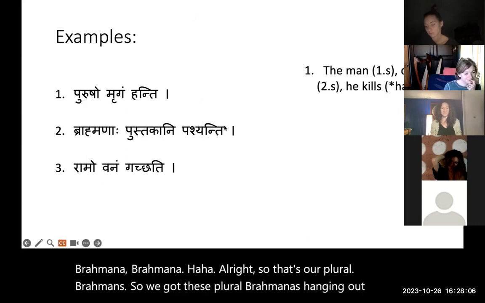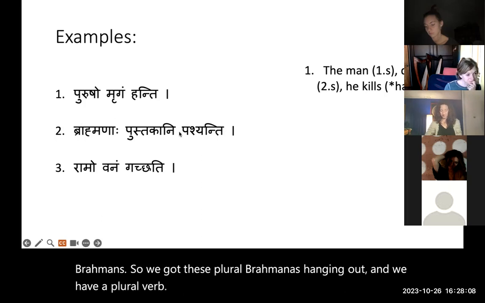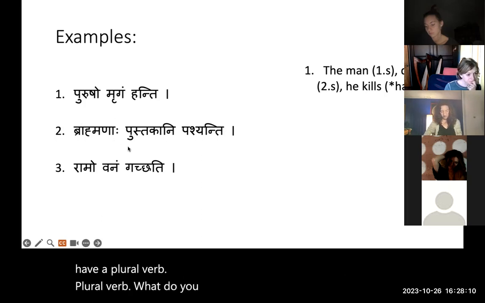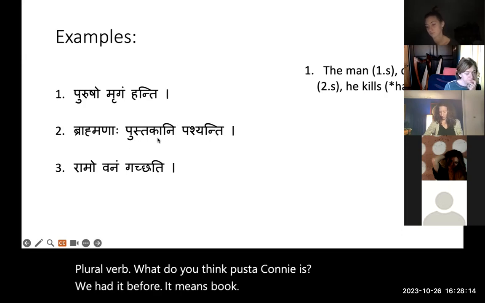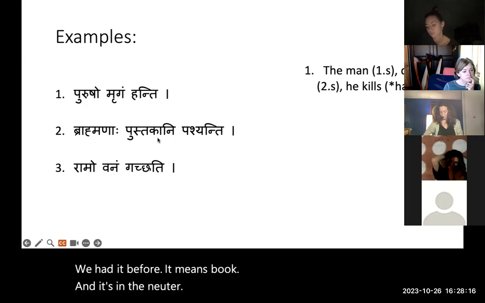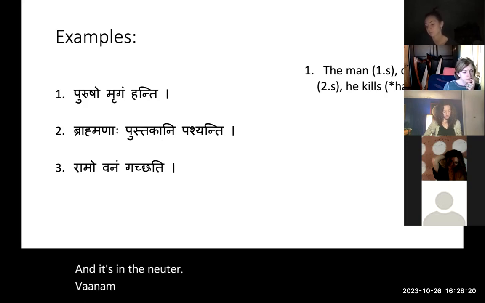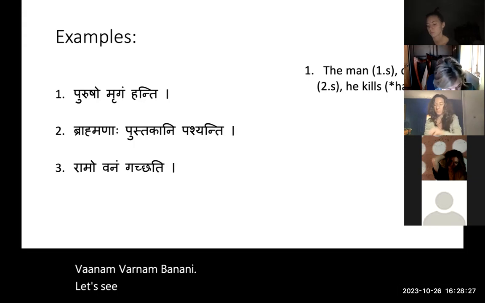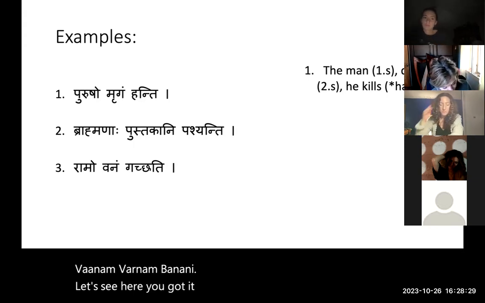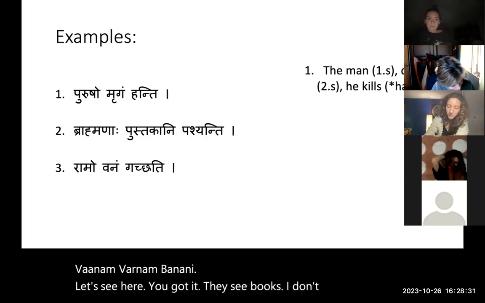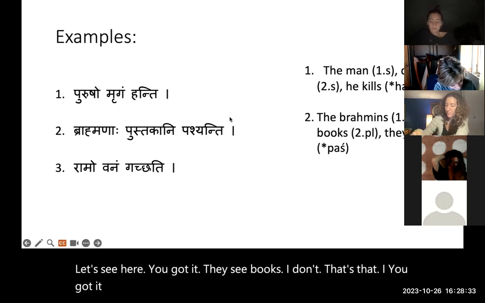And we have a plural verb. What do you think pustakani is? We had it before, it means book. And it's in the neuter. Vanam, vane, vanani. Let's see here. They see books. You got it. That's exactly what it is.